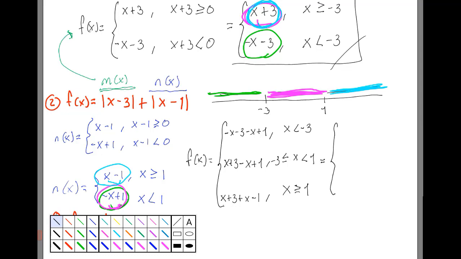To simplify it, we have to simplify. Minus x is minus 2x, and minus 3 plus 1 is minus 2. And that's for x less than -3. Then the second part is x minus x is 0x, and 3 plus 1 is 4. So it's 4 for -3 to 1. Finally, x plus x is 2x, and 3 minus 1 is 2. And that's for values that are greater than -1.